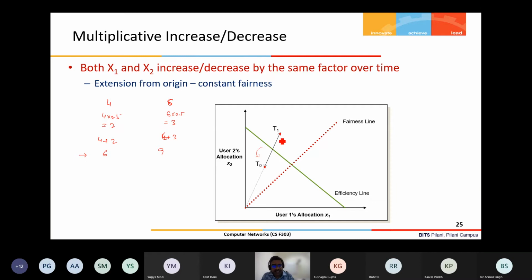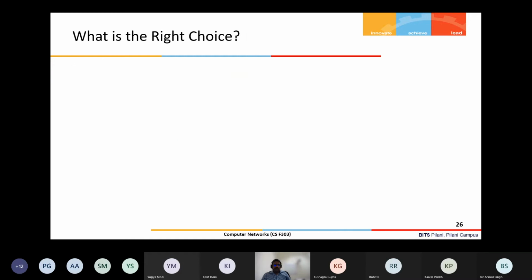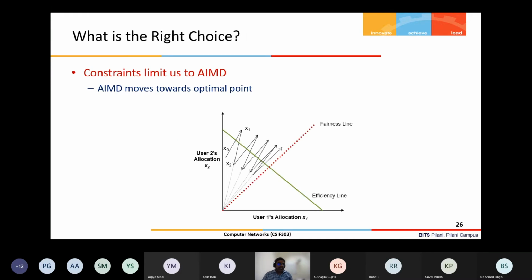And constant fairness line can be shown on this plot by a line which is joining the origin. So you can say extension from the origin this way. Right. So now we understood how to plot the multiplicative increase and multiplicative decrease, and how to plot the additive increase and additive decrease. So now we'll try out these 4 combinations. So what is the right choice? So the right choice, okay.